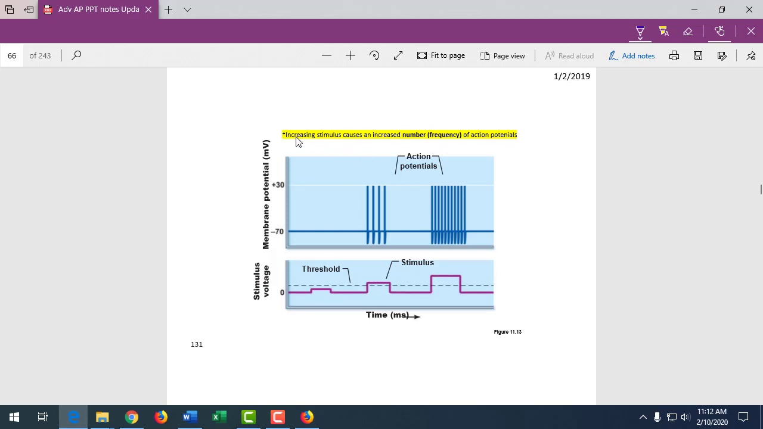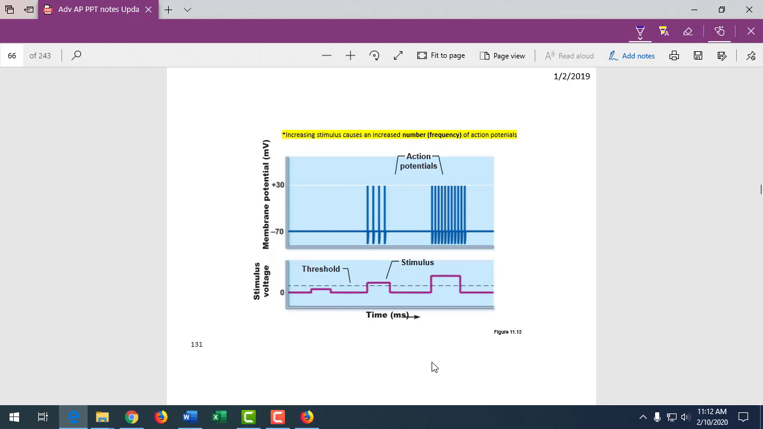So it's increasing stimulus, and this is what's highlighted here and bolded. So make sure you really pay attention and draw an asterisk and an arrow to this statement here. It's the frequency of action potentials that determines the strength of a stimulus.